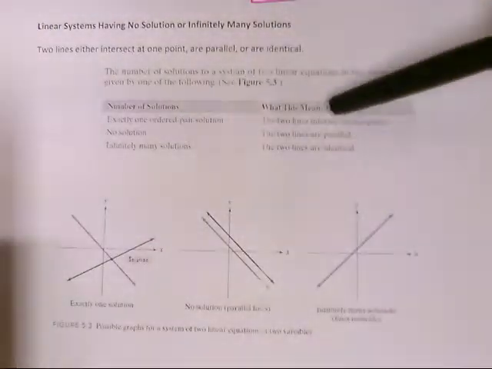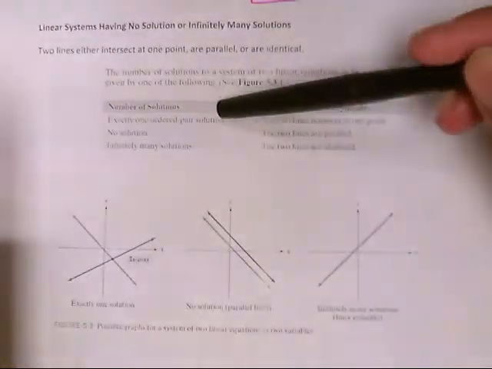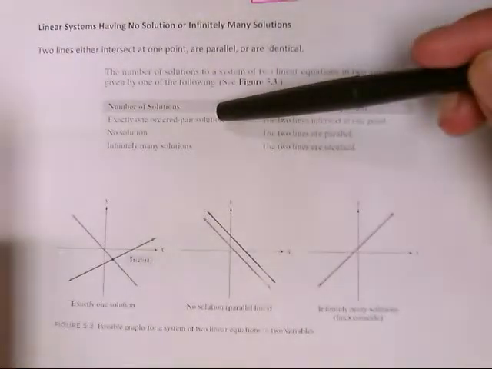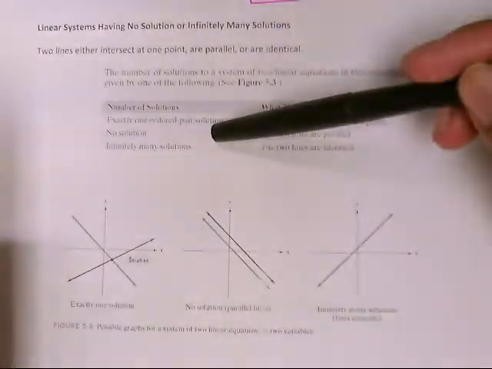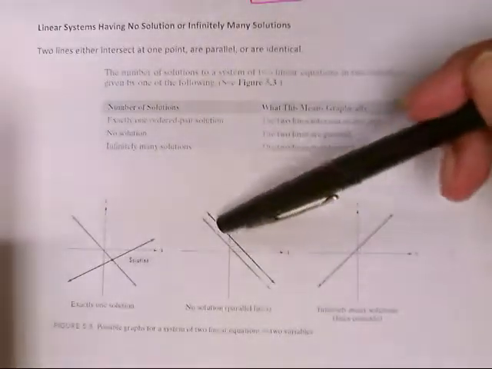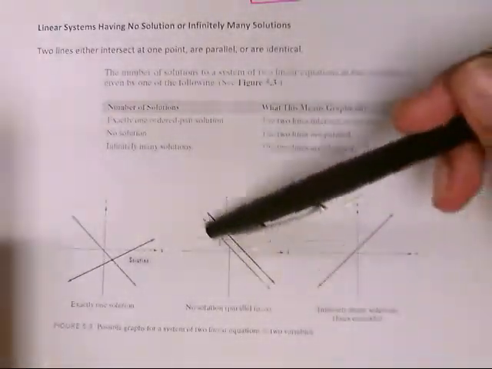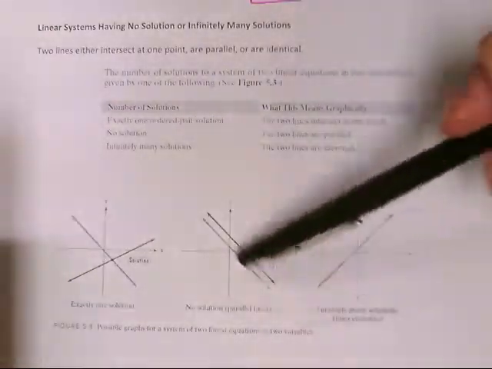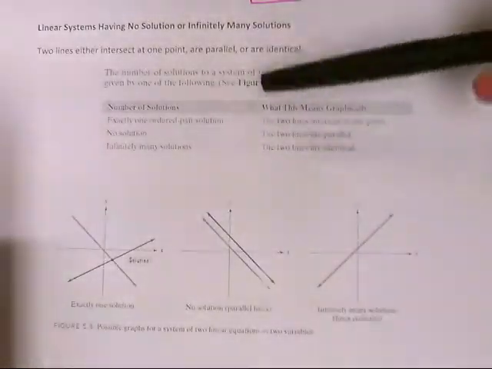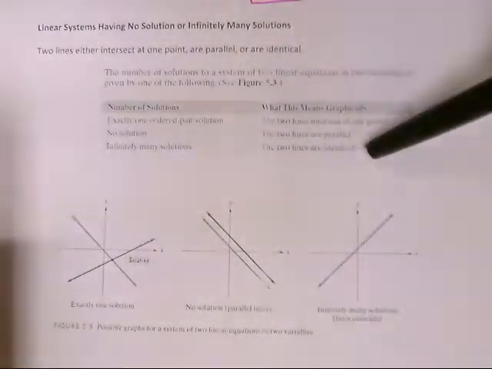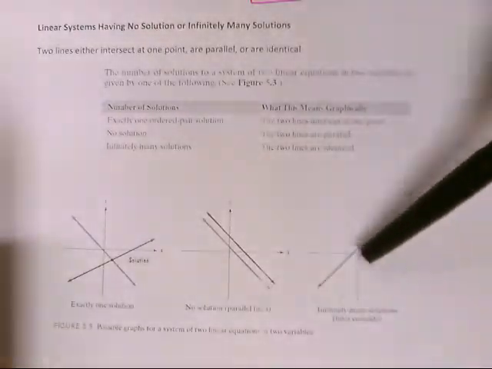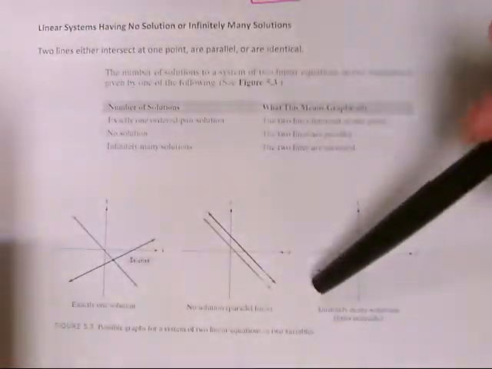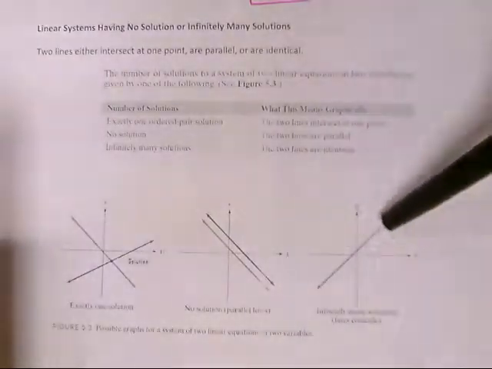Now, if they intersect at one point, that means you only have exactly one ordered pair solution. If there's no solution, that means that the two lines are parallel, as indicated in this graph here. Infinitely many solutions, that means that the two lines are identical. That means that the lines coincide. That means those lines are the same.